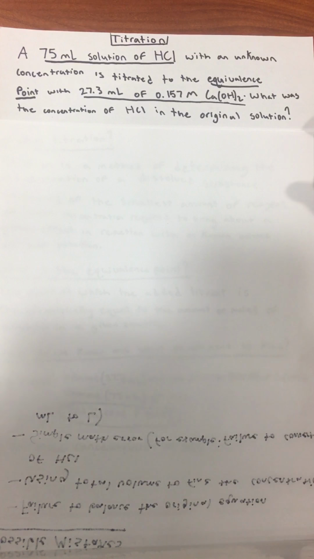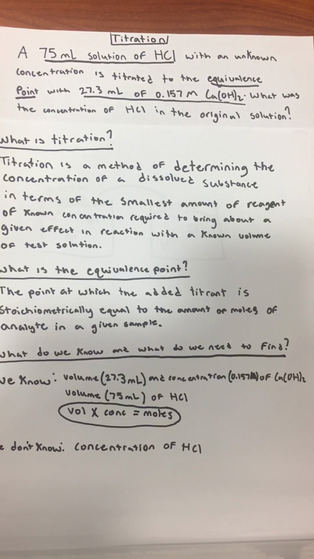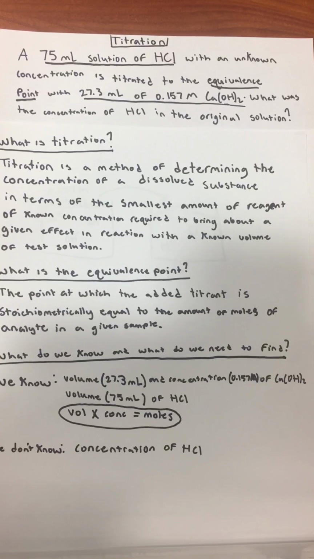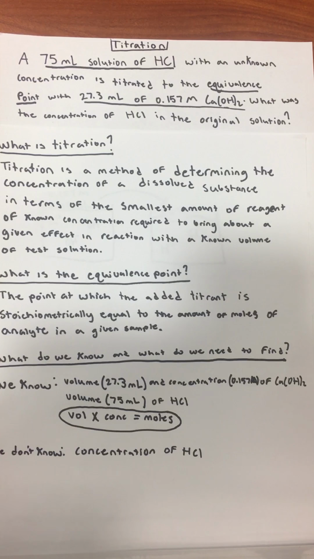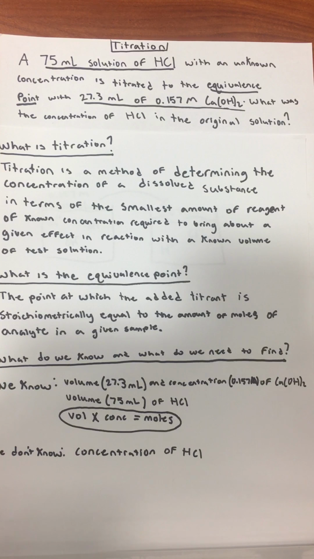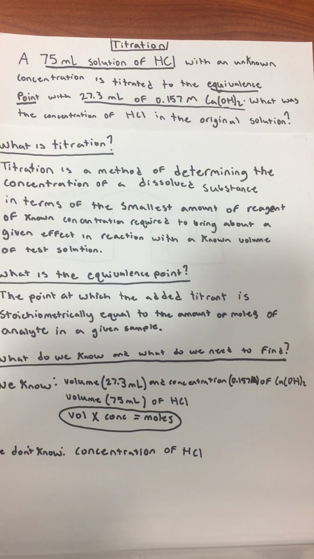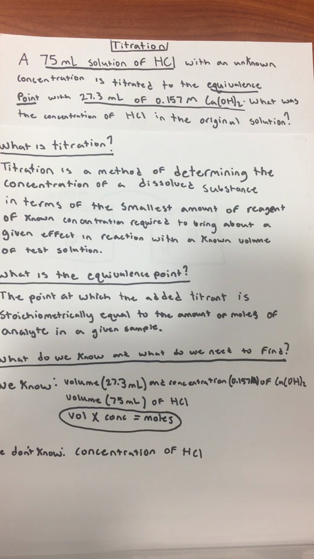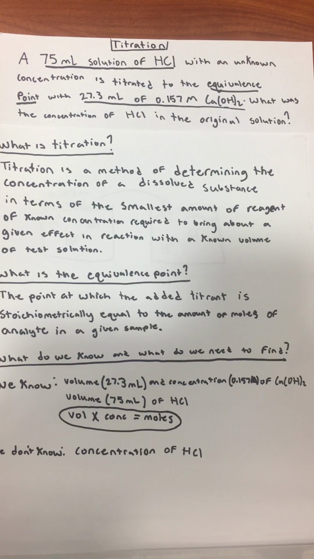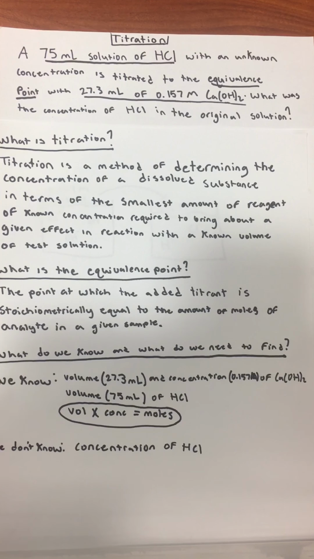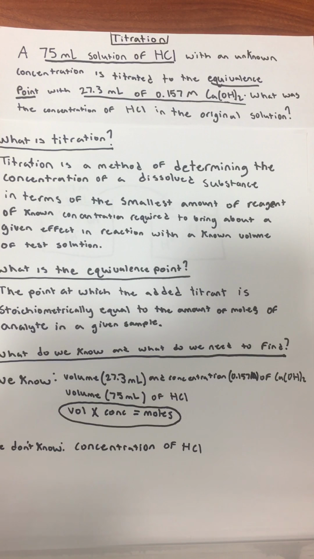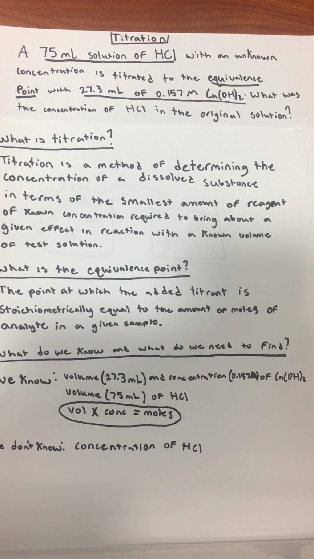So first, let's talk about what titration is. Titration is a method of determining the concentration of a dissolved substance by using the smallest amount of reagent with a known concentration so that we can find the concentration of another substance with a known volume. Then we have to understand what the equivalence point is. This is the point where the added titrant has reacted completely with the reagent that has an unknown concentration.